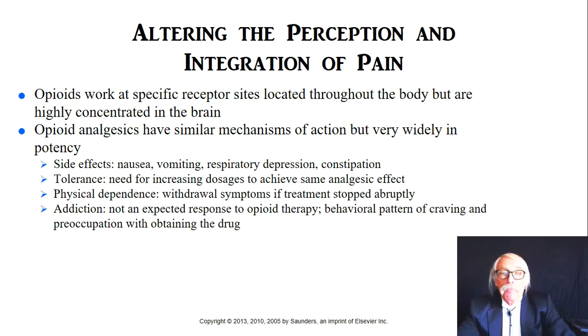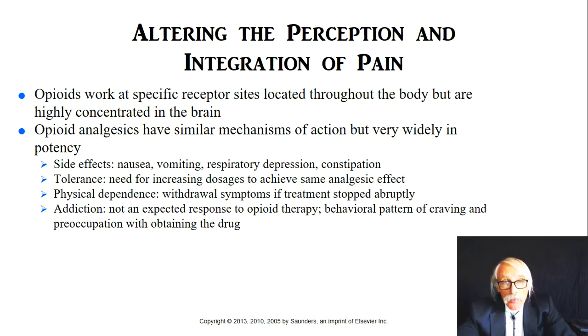Opioids work at specific receptor sites located throughout the body, but are highly concentrated in the brain. We know that. The opioid analgesics have similar mechanisms of action, but vary widely in potency. So the opioid analgesics, the exogenous ones, they have side effects. They cause nausea, vomiting, respiratory depression, which can kill you with an overdose. And they cause apparently severe constipation for people who take morphine, who've known this now probably for thousands of years.